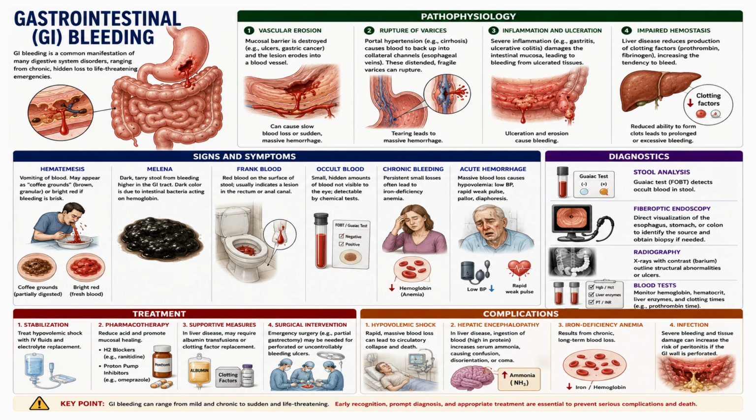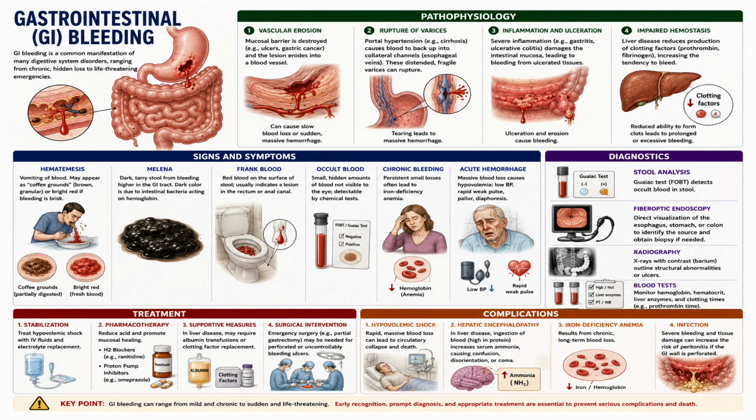Chronic small-scale bleeding often shows as iron deficiency anemia. Acute hemorrhage triggers hypovolemia marked by low pressure, pallor, or rapid weak pulse. Diagnostics utilize the Guaiac test for occult hidden blood, fiber optic endoscopy for direct visualization of the source of the bleeding, and barium radiographs to outline structural abnormalities.